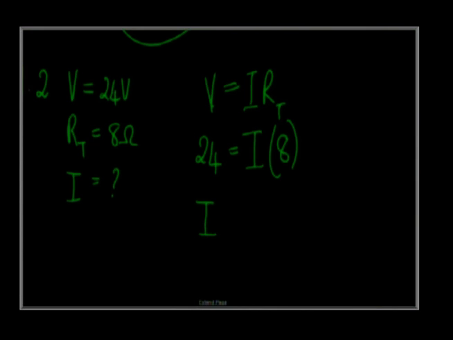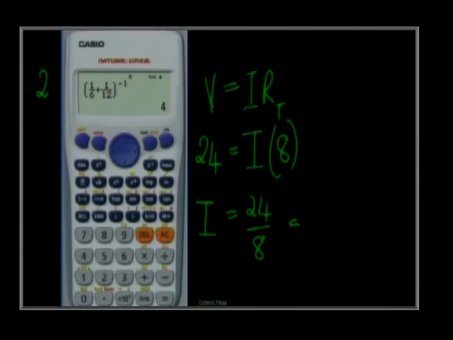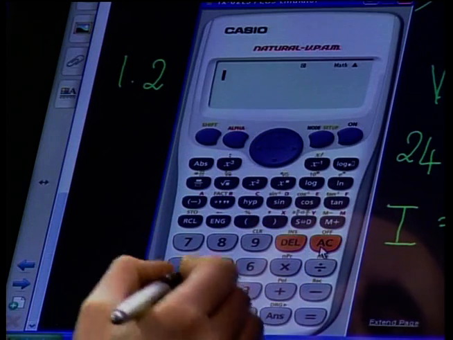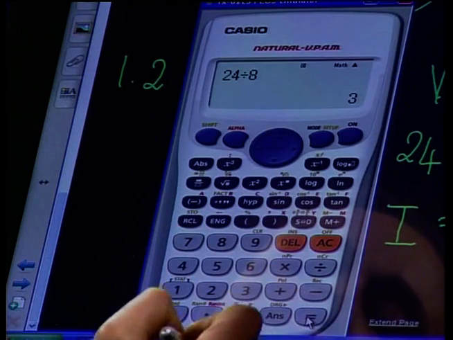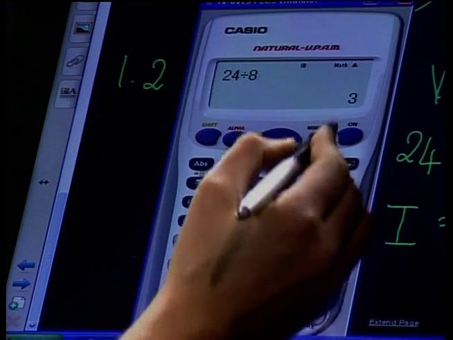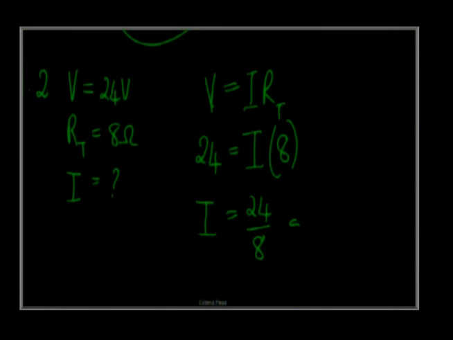Now current works out to be 24 divided by 8. We might need to use our calculator, so clear it from our previous calculation. 24 divided by 8, and that is going to give you 3. Hide the calculator, and it is going to be 3 ampere. Make sure that you use the correct unit over there. A good idea might be to underline or highlight your answer.